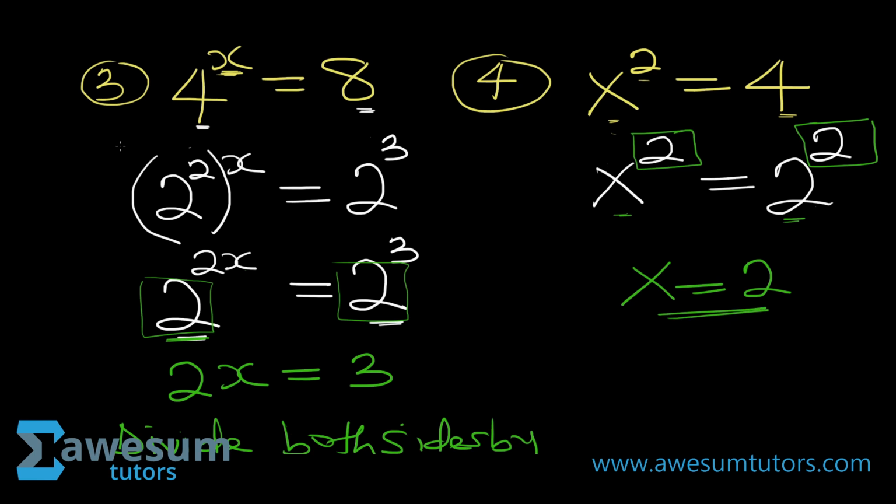You will take note that when we did questions 1, 2, and 3, the bases were the same. What we did was to equate the powers. 2x equals to 3, right? But in the case of this one, the powers are the same, 2 and 2. Because the powers are the same, what you need to do is to equate the bases. x equals to 2. That is your final answer.